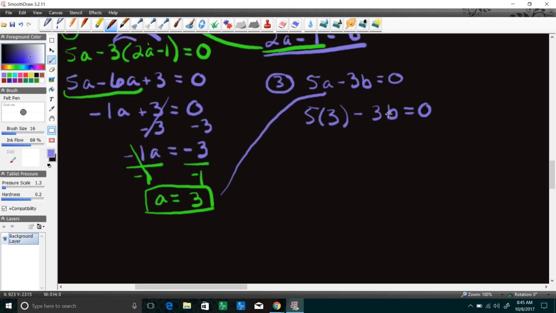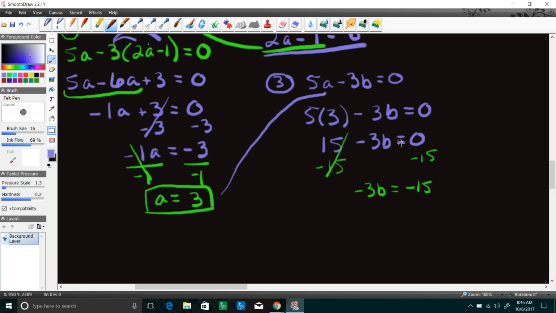So I'm trying to figure out what b is now. Well, 5 times 3 is 15. Bring down that 3b. Now this might confuse a few of you, but remember that we're trying to find b, so that means that I have to get b by itself. So in this case, I would move my 15. So I could do minus 15 here and minus 15 here, which will get rid of it on this side. I bring everything else down, so minus 3b equals 0 minus 15. Well, that's just minus 15.